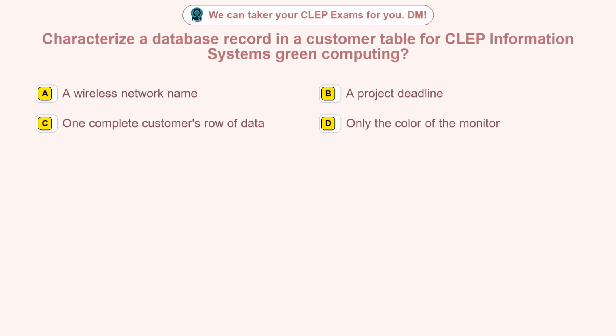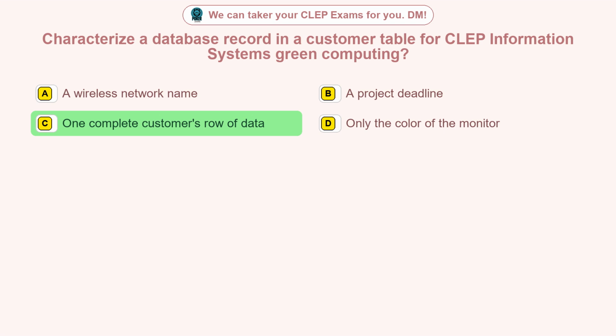Question 78. Characterize a database record in a customer table for CLEP Information Systems Green Computing. Option A. A wireless network name. Option B. A project deadline. Option C. One complete customer's row of data. Option D. Only the color of the monitor. The correct answer is option C.